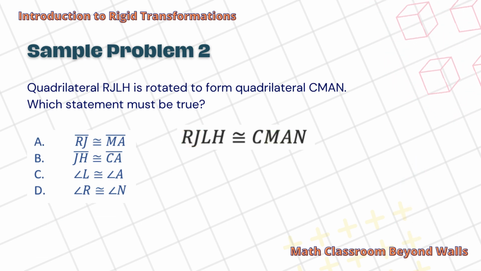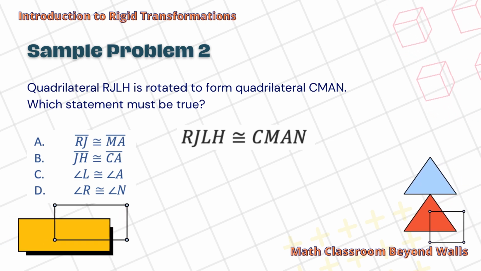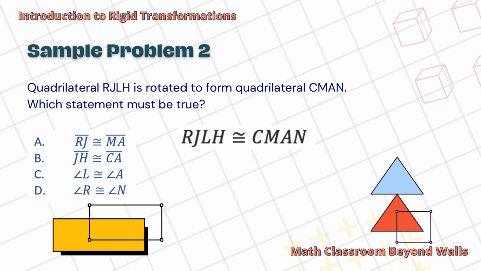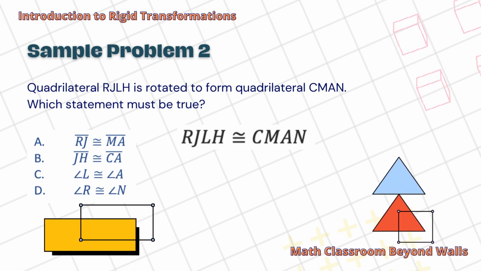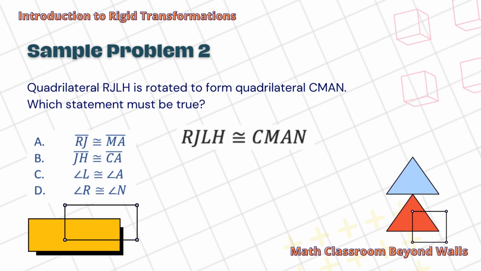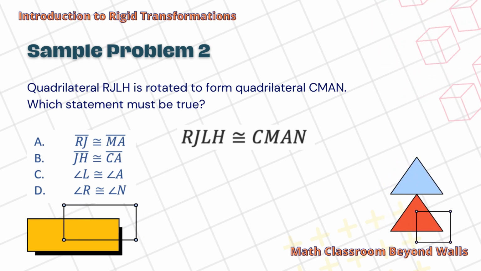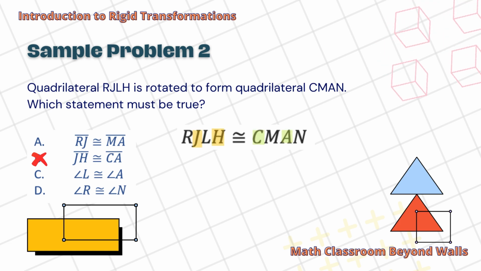Option B, segment JH is congruent to segment CA. Where are they located in the preimage and the image? J and H are second and fourth in the preimage, while C and A are first and third in the image. Again, no, not a true statement. The order of the letters is not the same.